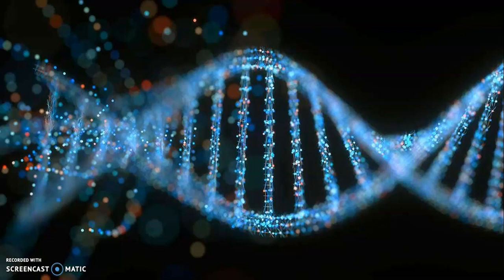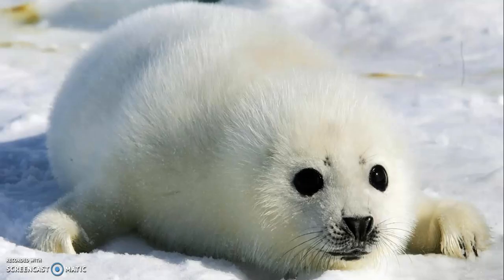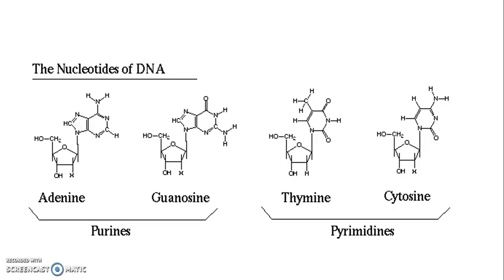DNA is the building blocks of life. Everything alive is made from it. Plants are, and so are animals. It is made from only 4 nucleotides: adenine, guanosine, thymine, and cytosine, or A, G, T, and C for short. These 4 building blocks make up all our DNA and cause the differences between you and me.